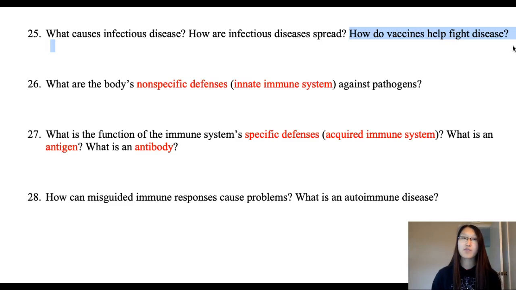How do vaccines help fight disease? Well, vaccines are either a very tiny dose of the pathogen, or a dose of the pathogen that doesn't actually hurt you. So vaccines help your body build its immune system by producing a lot of the white blood cells that are very specific to that particular disease, so that the second time you're exposed to that disease, your body can respond really quickly so that your body can fight it off really quickly.